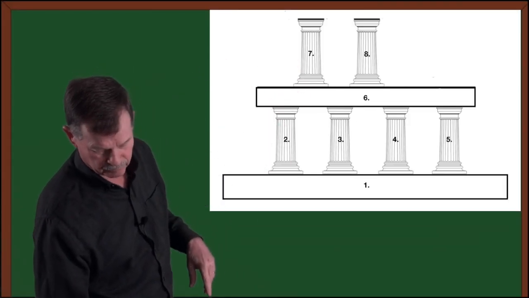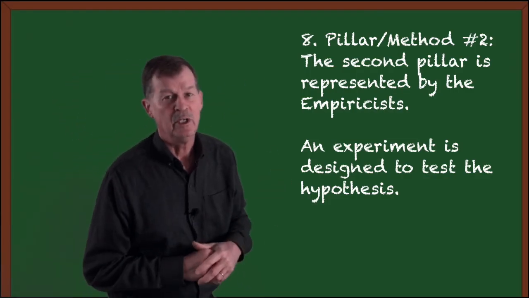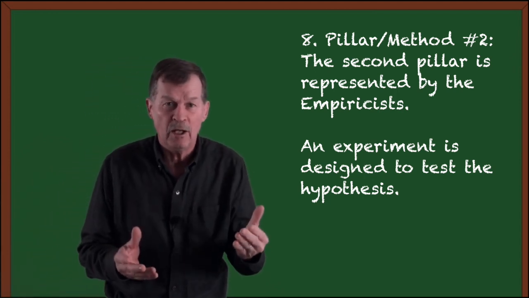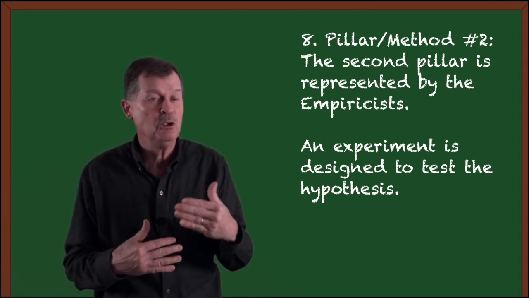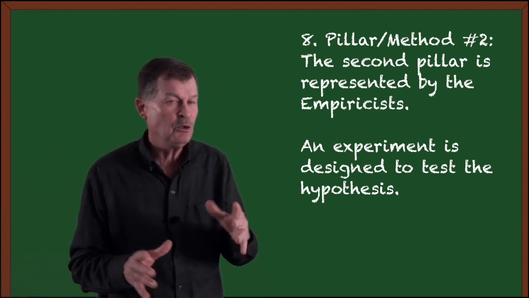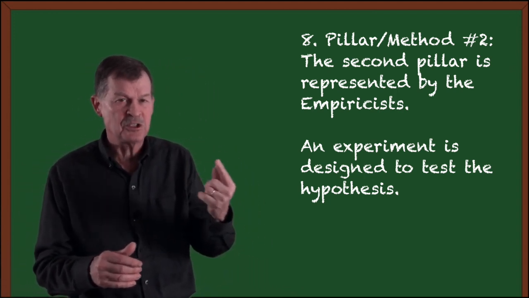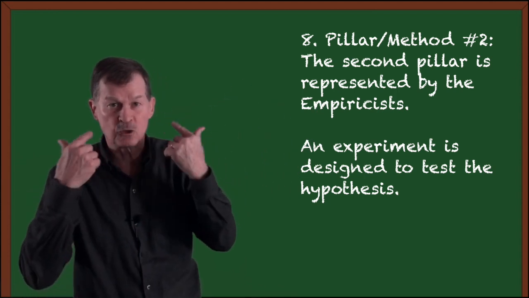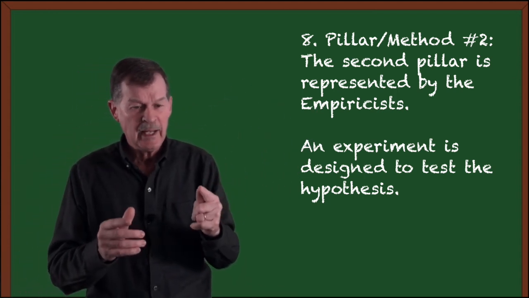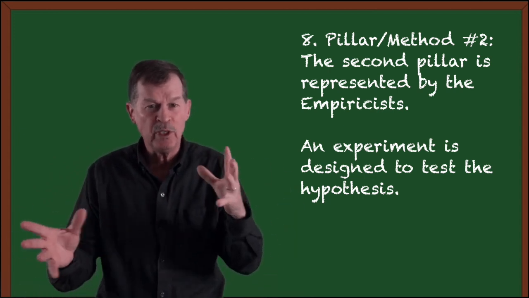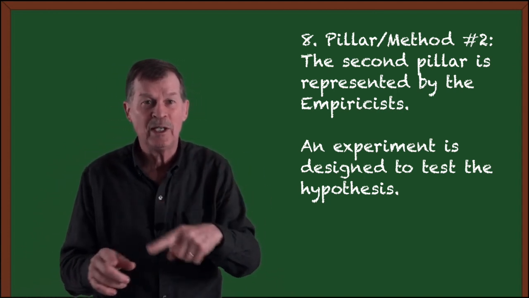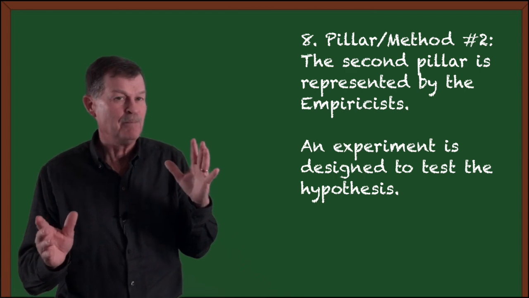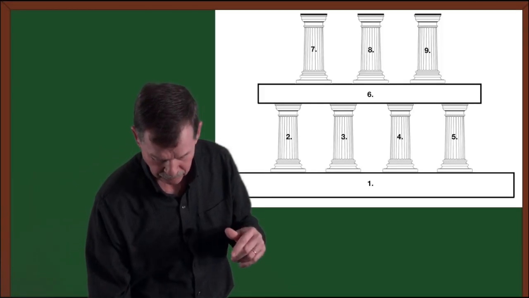The second method, the second pillar, is represented by the empiricists, which means empirical knowledge, knowledge generated by our senses. So how do we get to reliable knowledge? Number 1, it's based on the basic beliefs; it's reasonable, it's rational. Number 2, it's something we can see, touch, and feel within nature, so we can experiment with it. That is empiricism.